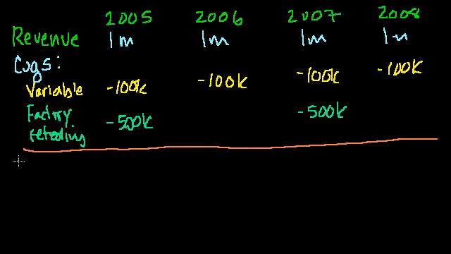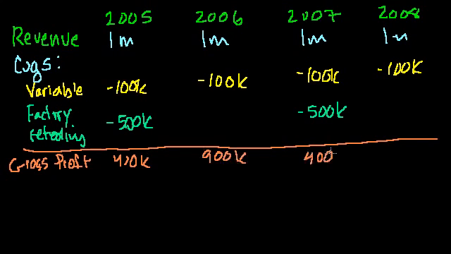You have their gross profit. Here it's, let's see, 1 million minus 600,000. It's 400K. Then it's 900K. Then it is 400K. Then it's 900K.